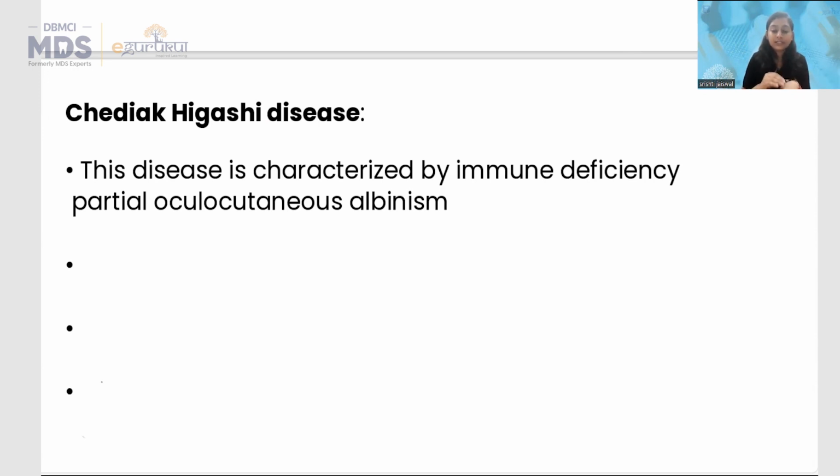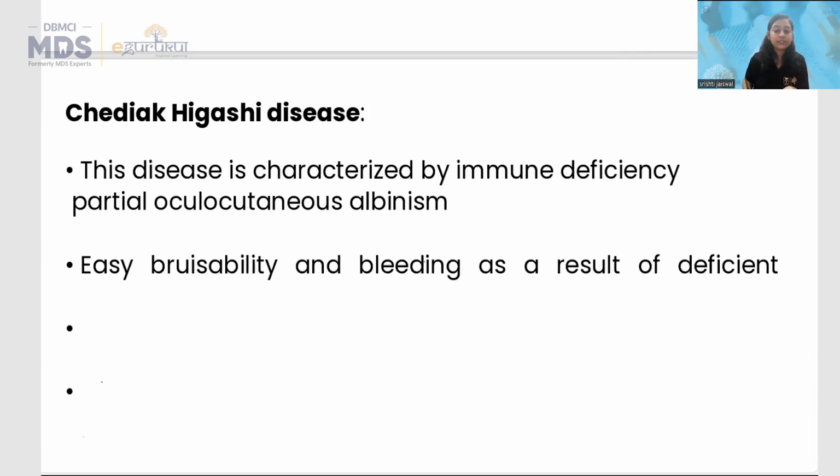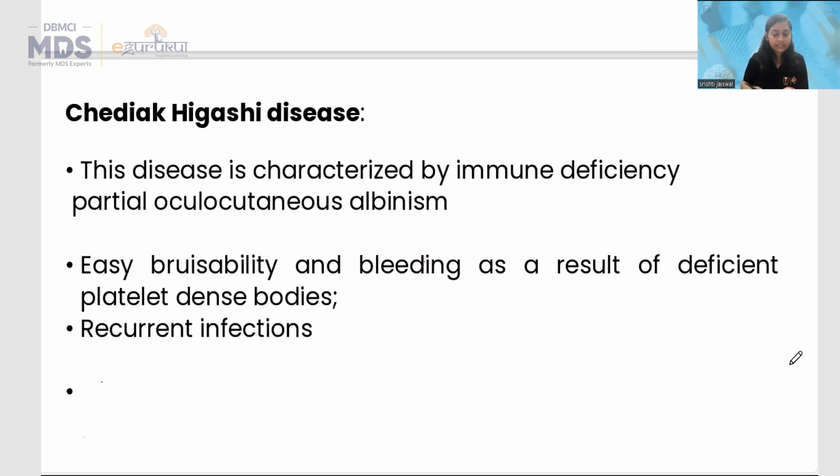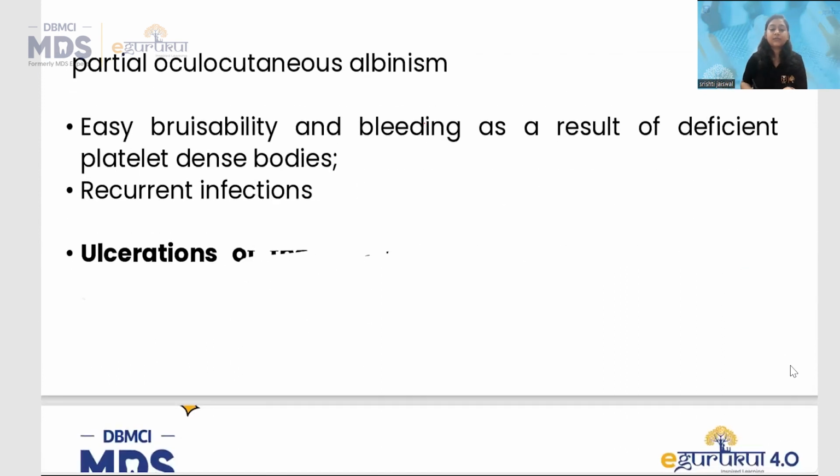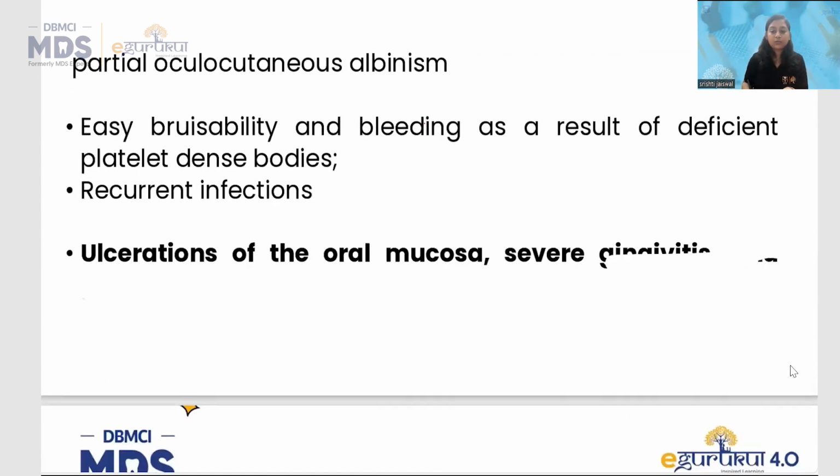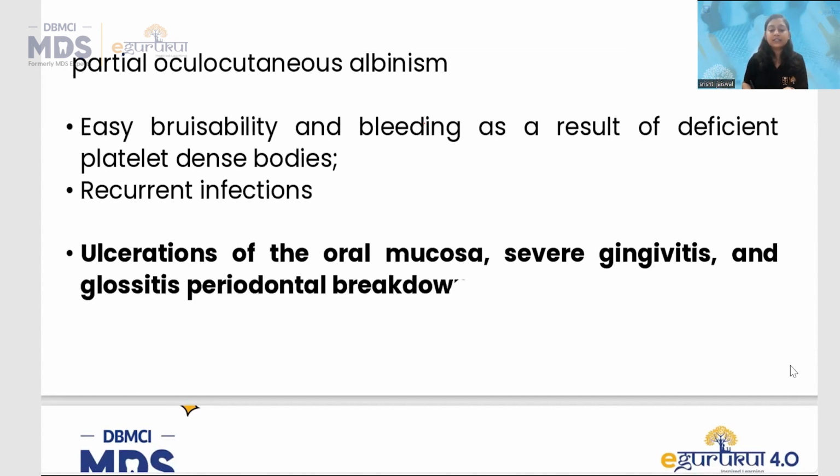Why? Because here the platelet is affected. There is a decrease in the amount of platelets. Easy bruisability and bleeding as a result of deficiency of the platelet bodies. Recurrent infections are seen along with ulcerations on the oral mucosa, severe gingivitis, and glossitis along with periodontal breakdown.